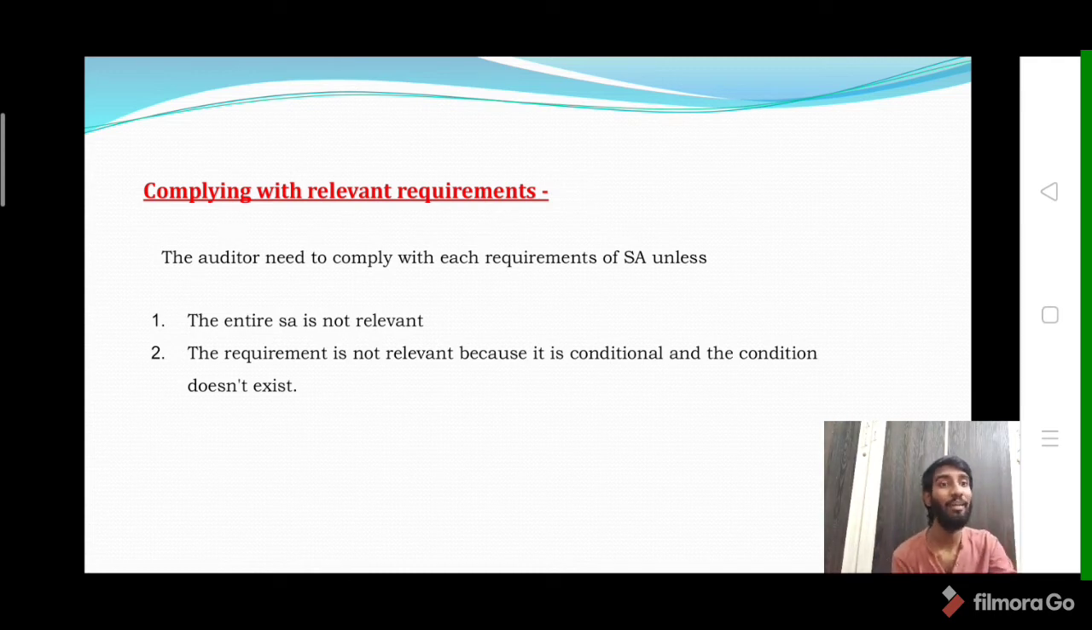Conditional, as you know before, means there is a condition. So if it is conditional and that condition does not exist, you need not follow it. When there is no such condition, you need not follow.